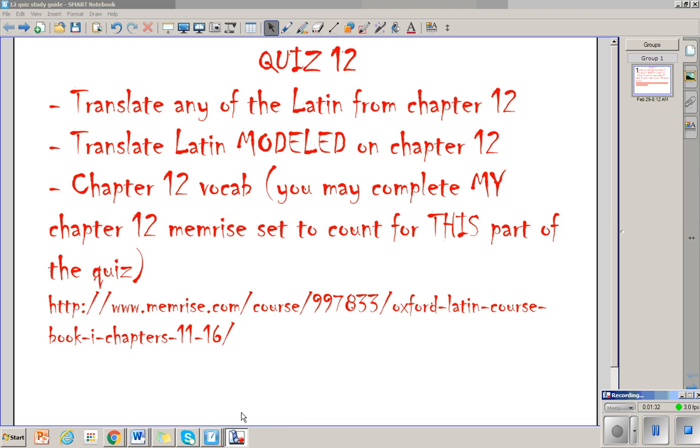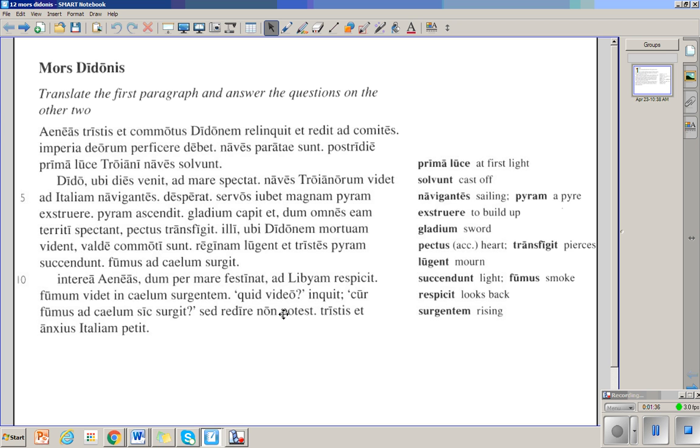Okay, let me just here, since we went over in class the second passage, Mors Didonis, let me go over it again. This way you can make sure you understand everything.